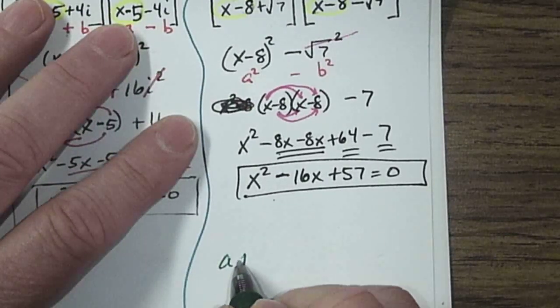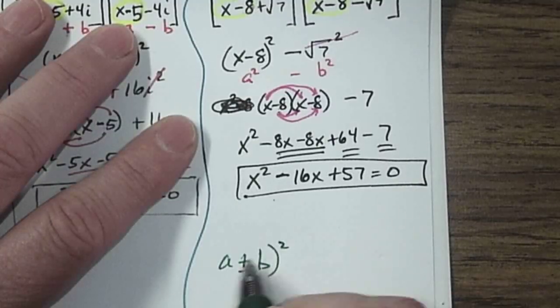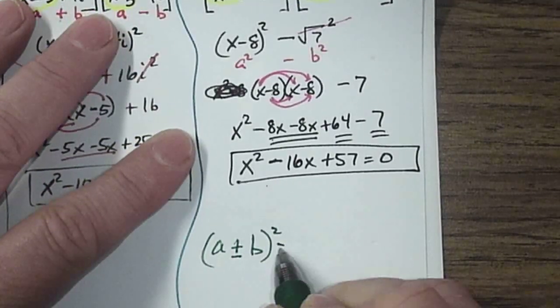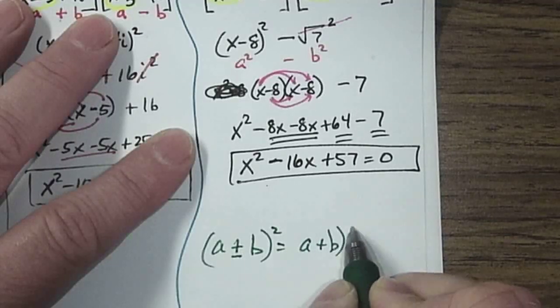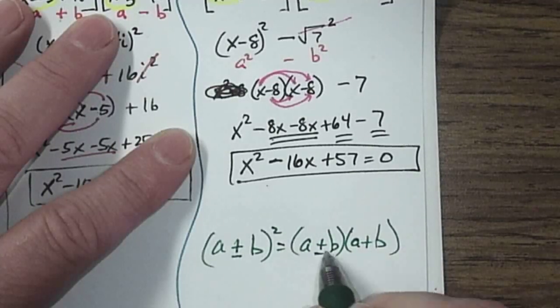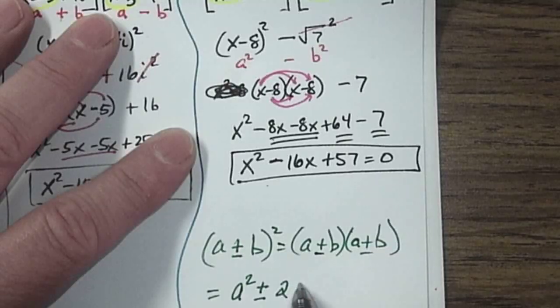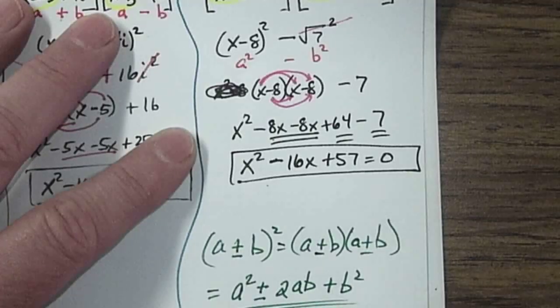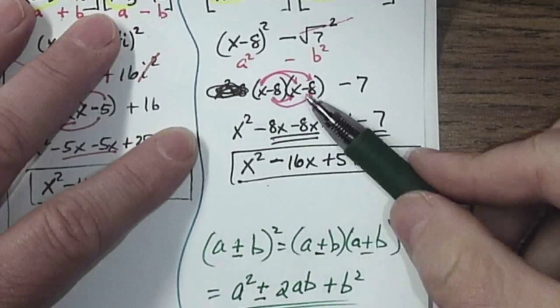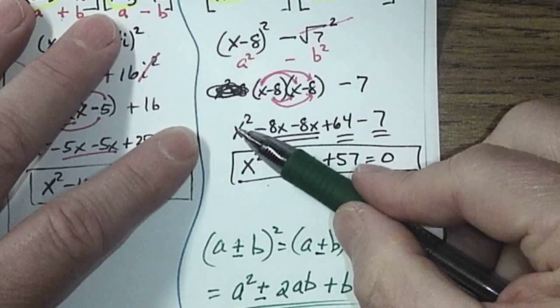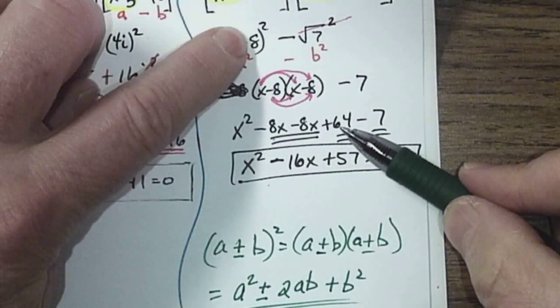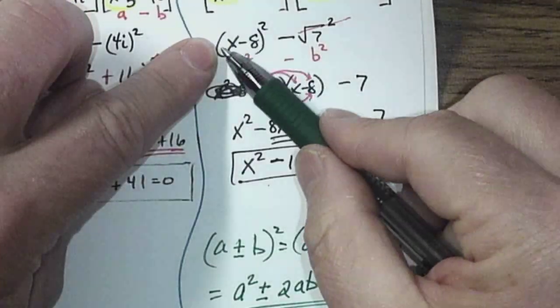So here it is. For those of you who are brainiacs, if you have a plus or minus b quantity squared, meaning a plus b times a plus b, or a minus b times a minus b, then the pattern is a squared plus or maybe minus, depending, 2a times b plus b squared. If you look at all of my answers here, x minus 8 squared, I got x squared, that's a. I got 8 squared, that's b squared.